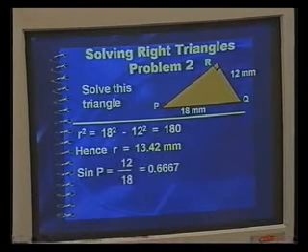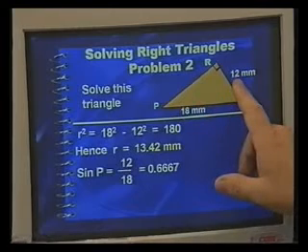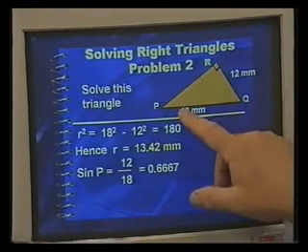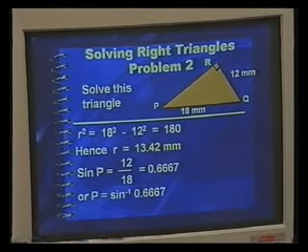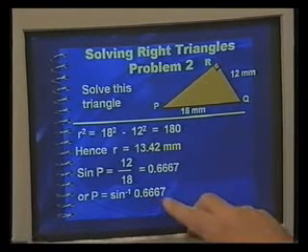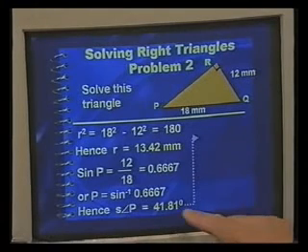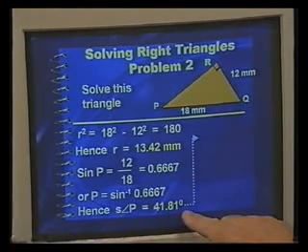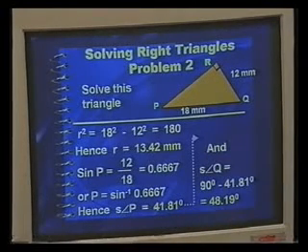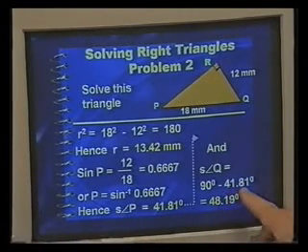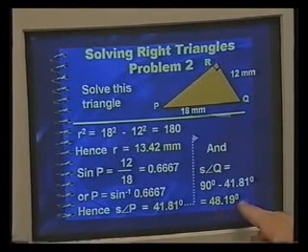How can we find one of the angles? Well, I've used the sine of angle P, which is opposite 12 over the hypotenuse 18, 0.6667. So we need to find the inverse sine of 0.6667, and on the calculator press shift sine to give me an angle of 41.81 degrees. Then of course we know that angle Q must be the difference between that angle and 90 degrees, equals 48.19 degrees.